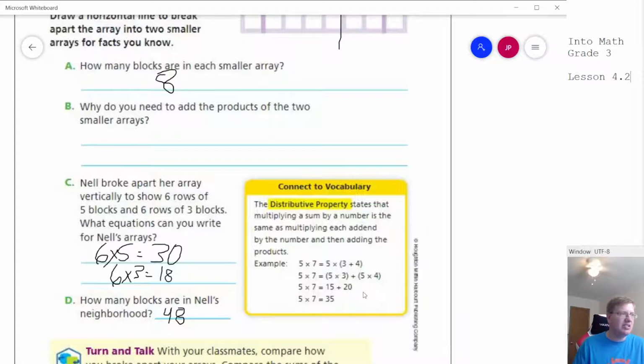So just be aware, you may see a homework problem that prepares the students for being able to do that in the future.